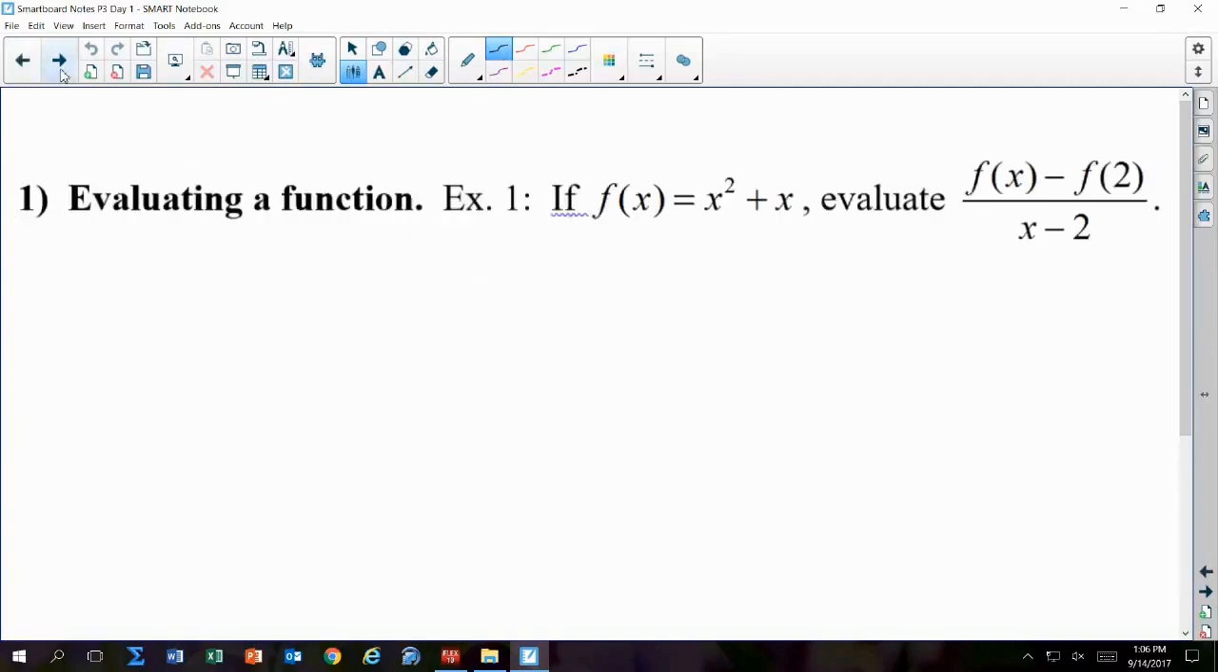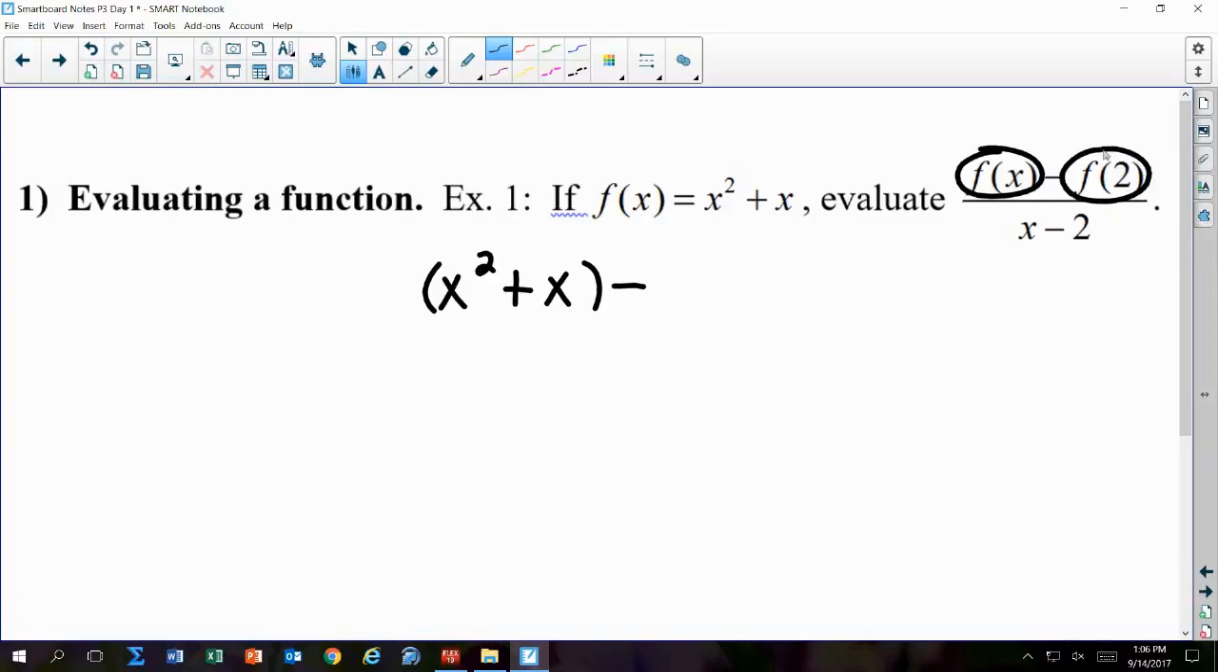All right, so number 1 says evaluating a function. If f of x equals x squared plus x, evaluate the following. So I'm just going to be using substitution here. The first thing I'm substituting into the numerator is just what f of x is. So we know that f of x is x squared plus x. Minus, then I'm going to sub in f of 2.